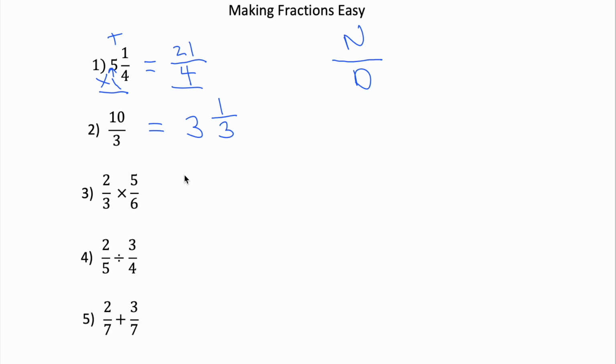Next, we're going to multiply two fractions. So to multiply them, we multiply the numerators. 2 times 5 gives us 10. We multiply the denominators. 3 times 6 gives us 18. And then you notice that 2 goes into both 10 and 18. So this is called reducing the fraction to lowest terms. So we can write 10 as 5 times 2, and 18 is 9 times 2. And the 2's can cancel. So we end up with 5 over 9.